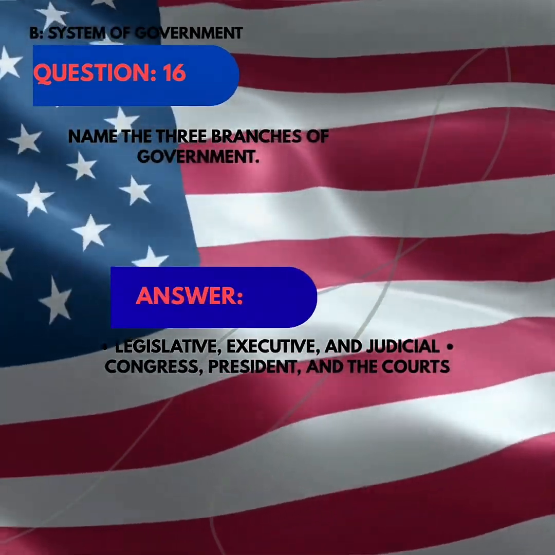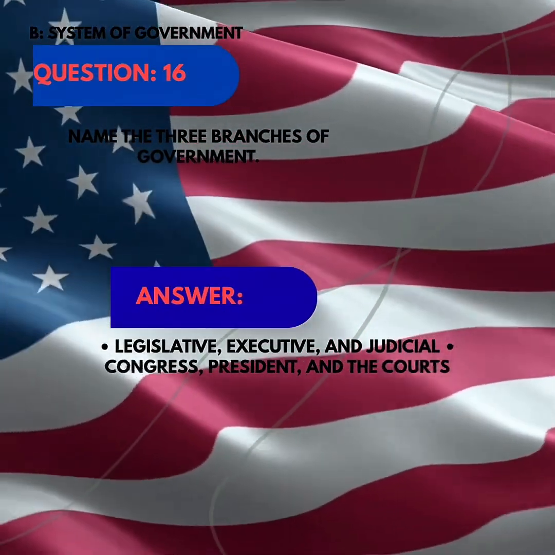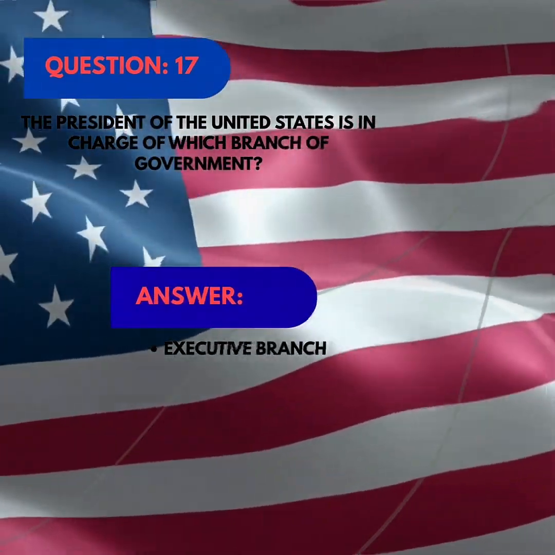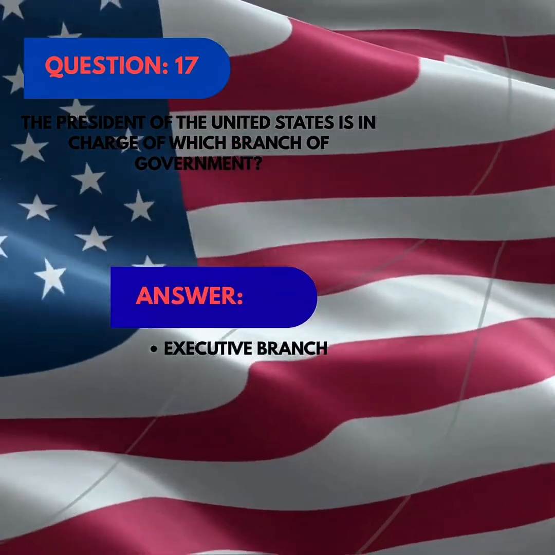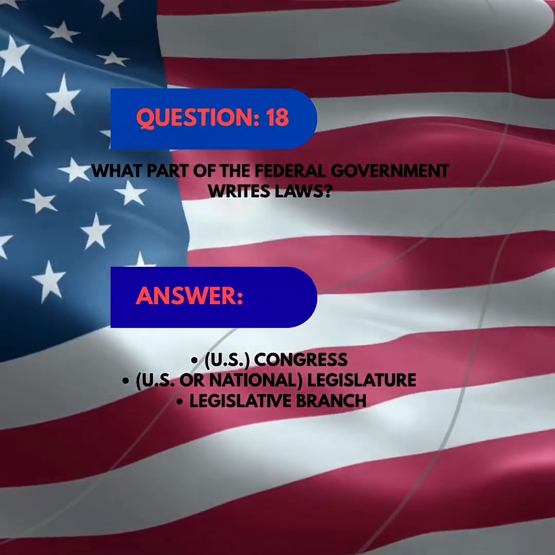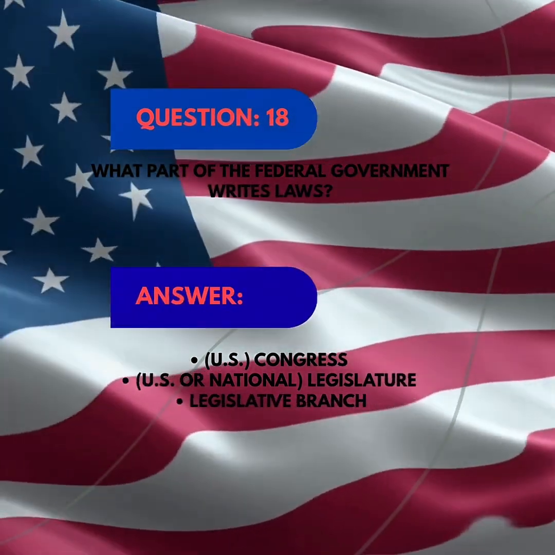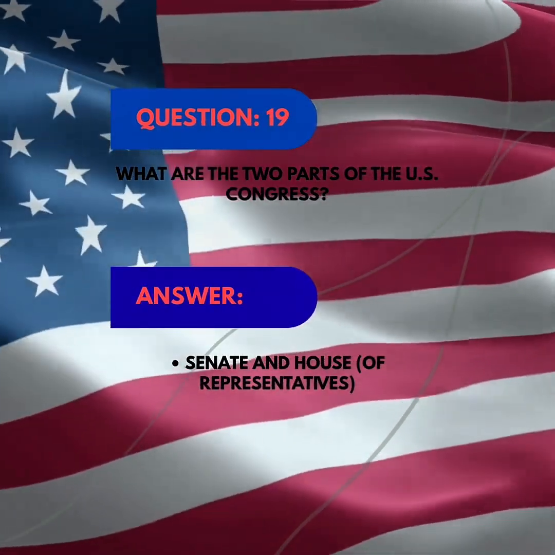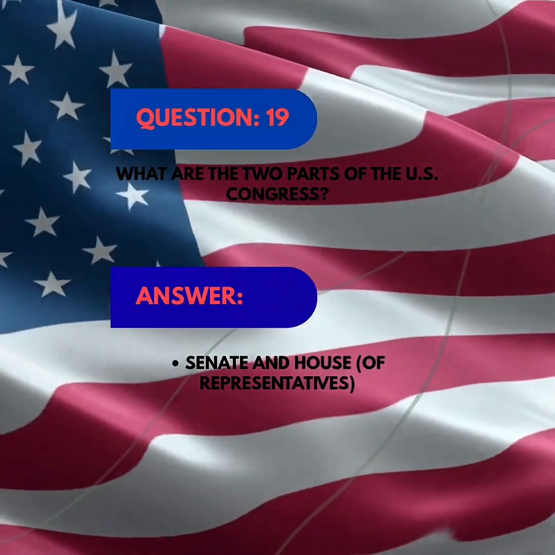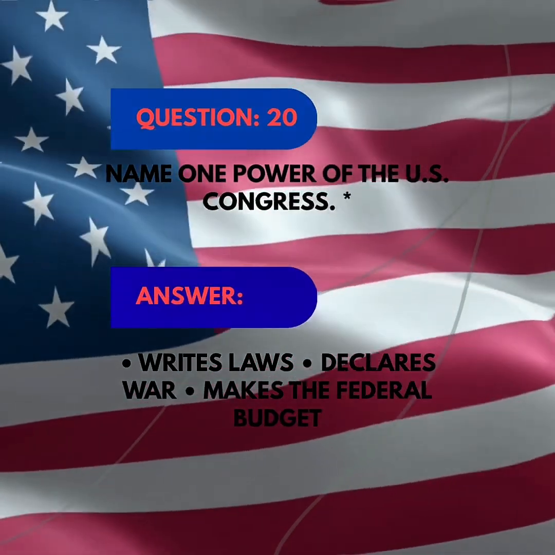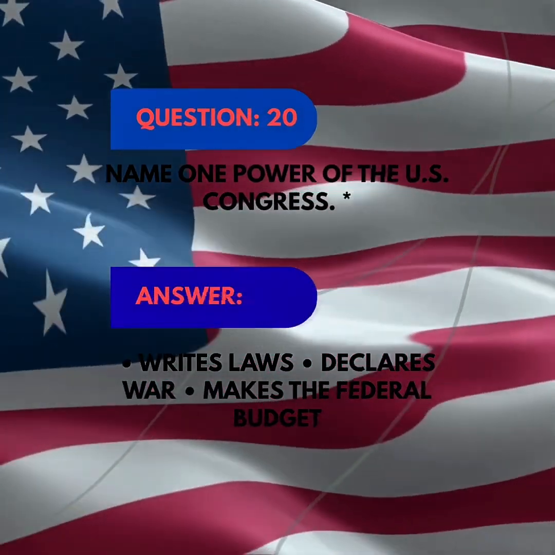Question 16. Name the three branches of government. Answer. The legislative, executive, and judicial branches. Question 17. The President of the United States is in charge of which branch of government? Answer. The executive branch. Question 18. What part of the federal government writes laws? Answer. Congress, also known as the legislative branch. Question 19. What are the two parts of the U.S. Congress? Answer. The Senate and the House of Representatives. Question 20. Name one power of the U.S. Congress. Answer. Congress writes laws, declares war, and makes the federal budget.